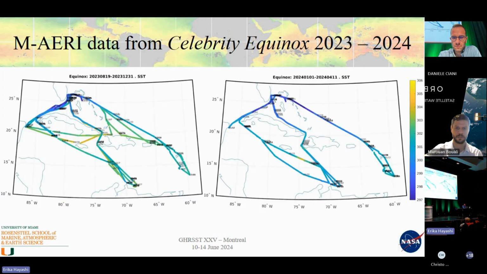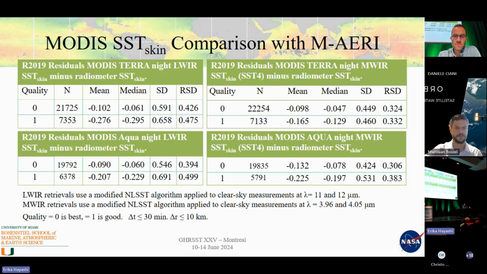These are the cruise tracks around the Caribbean of the skin SST from the Equinox at the end of 2023 and up to April 2024. The ship is now in the Mediterranean and we're getting data transmitted back home. How good are these? Well, these are the comparisons with the MARY and the MODIS SSTs. Our 2019 just refers to when there was the last global reprocessing of the data set by NASA.